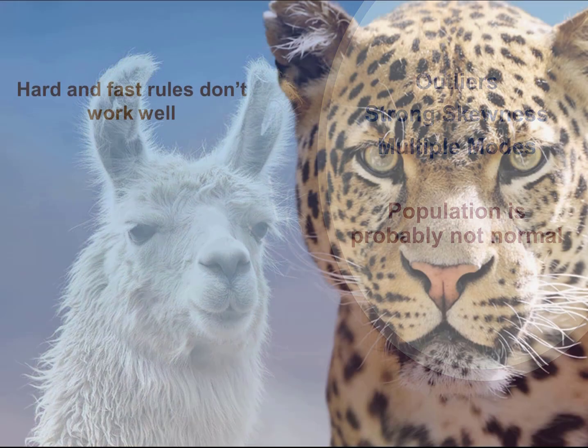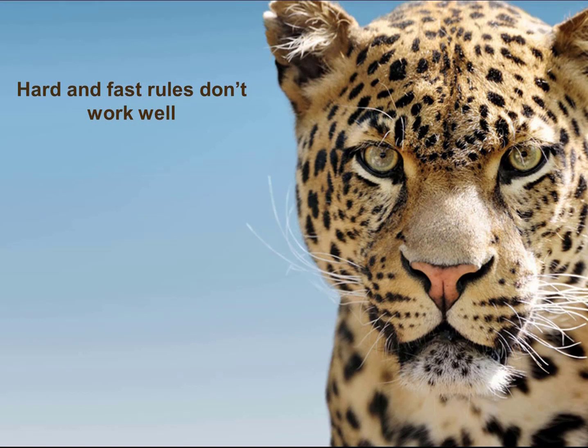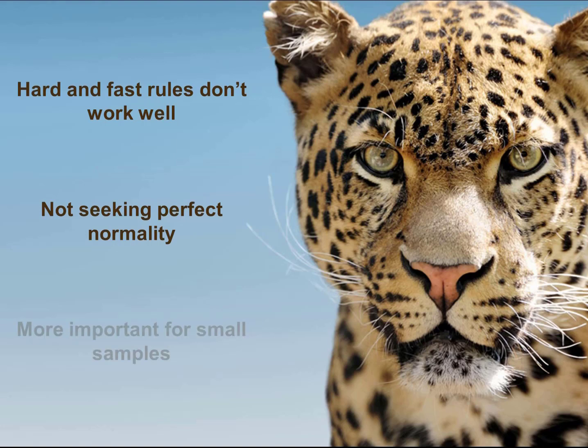Generally speaking, hard and fast rules don't work well here. Often, we may need to take more than one approach to settle on whether or not we're making a reasonable assumption. We're not seeking perfect normality. In fact, what we're doing is proceeding with the assumption that the population is approximately normal, and then observing the sample to see if there are any features that would cause us to abandon that assumption. Determining whether the population is approximately normal is most important when we have small samples. If the sample size is large, then the central limit theorem already applies.